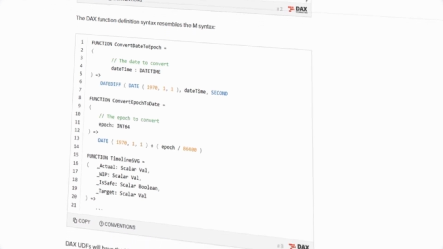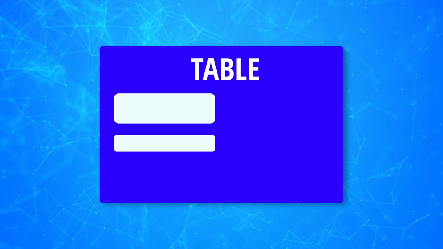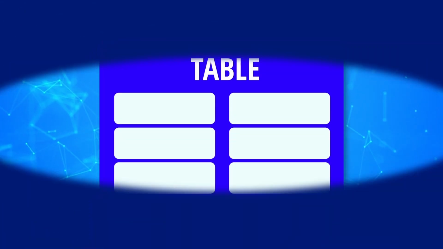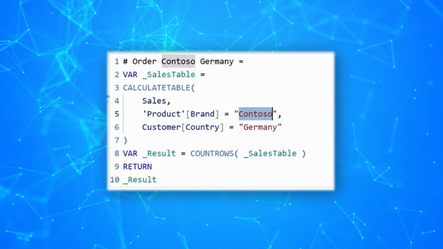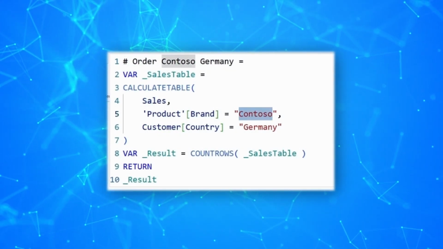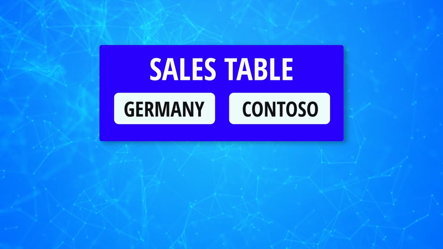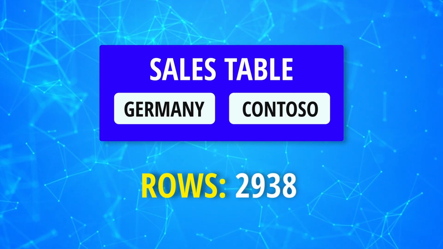User-defined functions can become a lot more complex, as they can also return tables or expressions and not only simple scalar values. Let's take a look at another example, and let's imagine we have a certain table that we have to calculate again and again. In our case, we will have our sales table and we want to filter it to the brand Contoso and to the customer country Germany. With the calculate table function, we will filter down our table and then we will count the rows over these tables to get the specific sales.